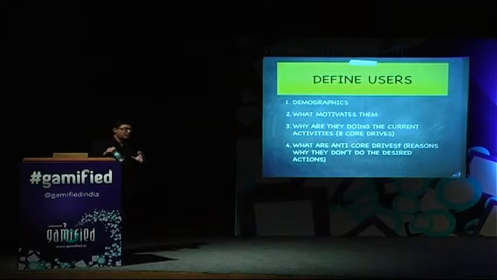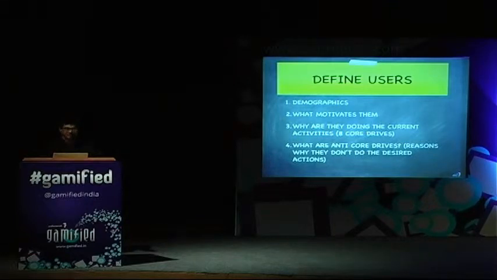What among the 8 core drives, and it usually has not failed me yet. Everything people do, one of the 8 core drives or more. What among these 8 core drives is motivating them to do what they're doing right now? Another thing we kind of broached earlier is what are the anti-core drives? So these are the reasons why they don't want to do the desired actions, right? Hey, why does the client not want to use my product, right?